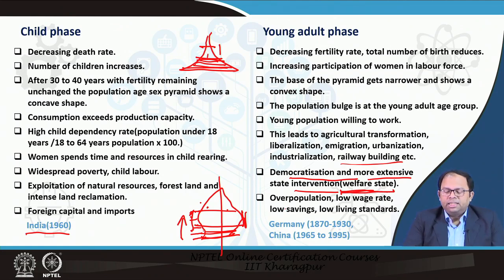And then there is overpopulation, low wage rate, low savings, low living standards during these years, because the total number of people that has to be supported is still on a higher side. So this was Germany during 1870s to 1930s. You can see that this is a pretty long phase of 60 years, and China during 1965 to 1995, this is around 30 years. So this is a much shorter phase.